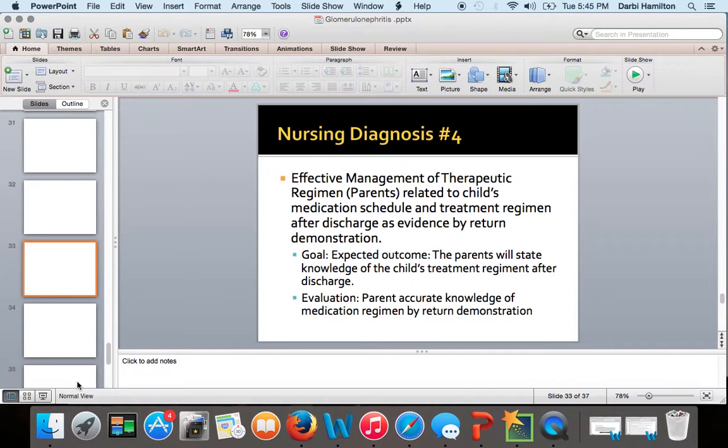Fourth nursing diagnosis: effective management of therapeutic regimen by parents related to child's medication schedule and treatment regimen after discharge, as evidenced by written demonstration. Expected outcome: the parent will state knowledge of child's treatment regimen after discharge. Evaluation: parent showed accurate knowledge of medication regimen by written demonstration.